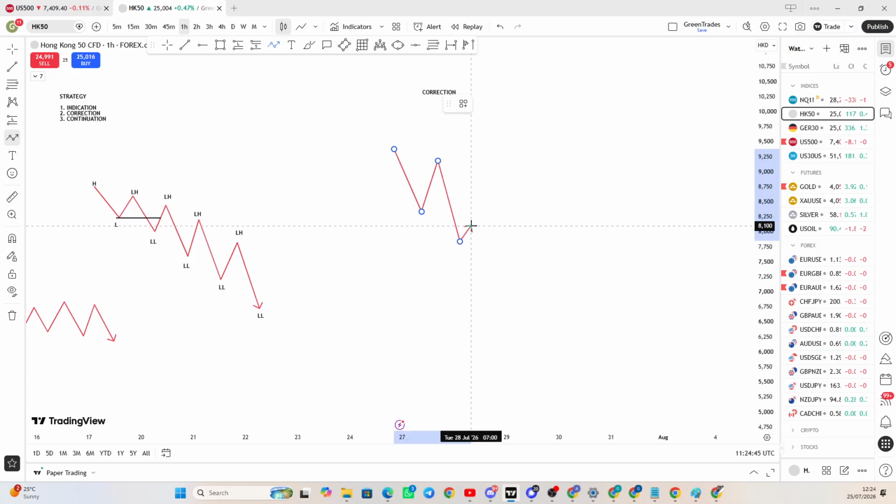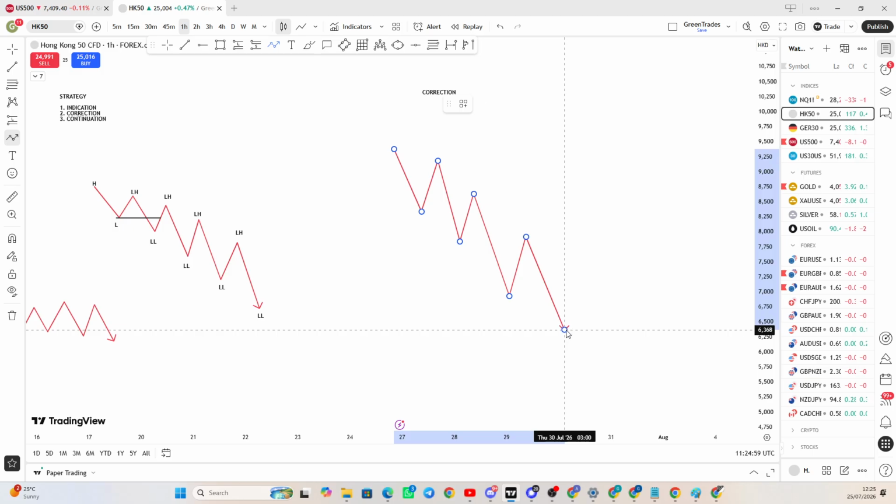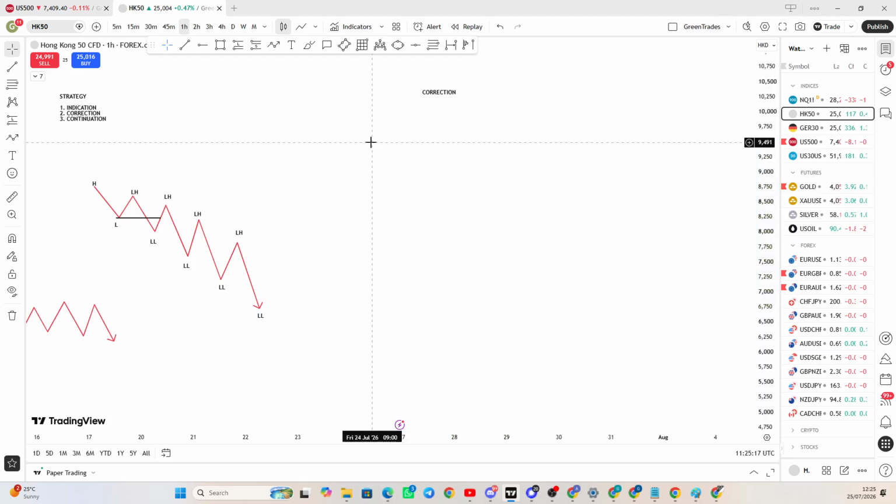And then what happens with the market if it wants to be bearish? It continues, then it corrects itself, and then it continues, breaking another low. Then that indicates, right? Indication, because that low has been broken. Then it corrects itself, then it continues. So that's the strategy: indication, correction, continuation. But the continuation is also an indication because it breaks the low. That is the strategy. But today we're going to focus on just continuation.